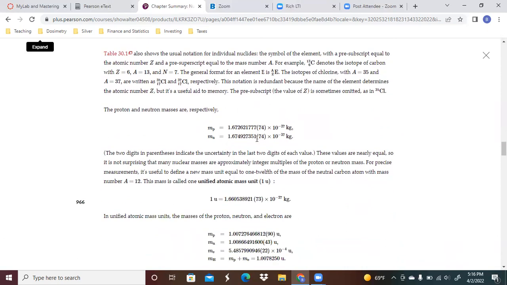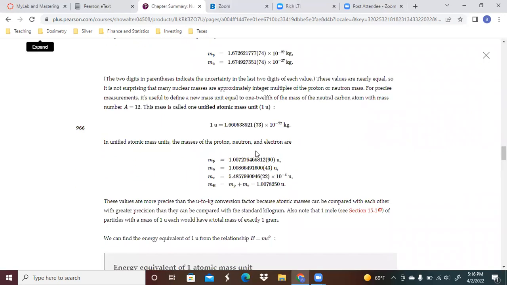Specific masses of protons and neutrons are listed here. You can see that they're the same up until the third decimal place, and then things start to differ a little bit. Since the values are nearly equal, it's not surprising that many nuclear masses are approximately integer multiples of the proton or neutron mass. For precise measurements, it's useful to define a new mass unit equal to 1/12 of the mass of a neutral carbon atom with a mass number A equal to 12, and that is defined as an atomic mass unit.